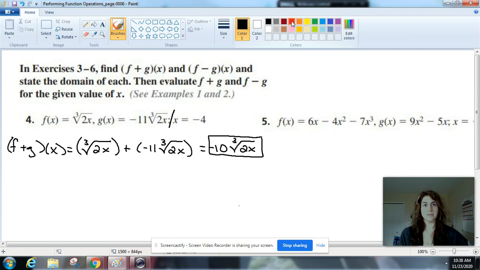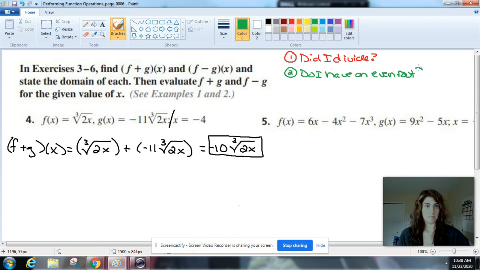When we have to state our domain, we're going to ask ourselves two questions. First question, did I divide? If I say yes to this question, then I'm going to set my denominator equal to 0, and that is where it cannot equal 0. Second question, do I have an even root? If I say yes to that question, I set the radicand greater than or equal to 0, and I solve that because no even root can be negative. I have to make sure it's always positive.